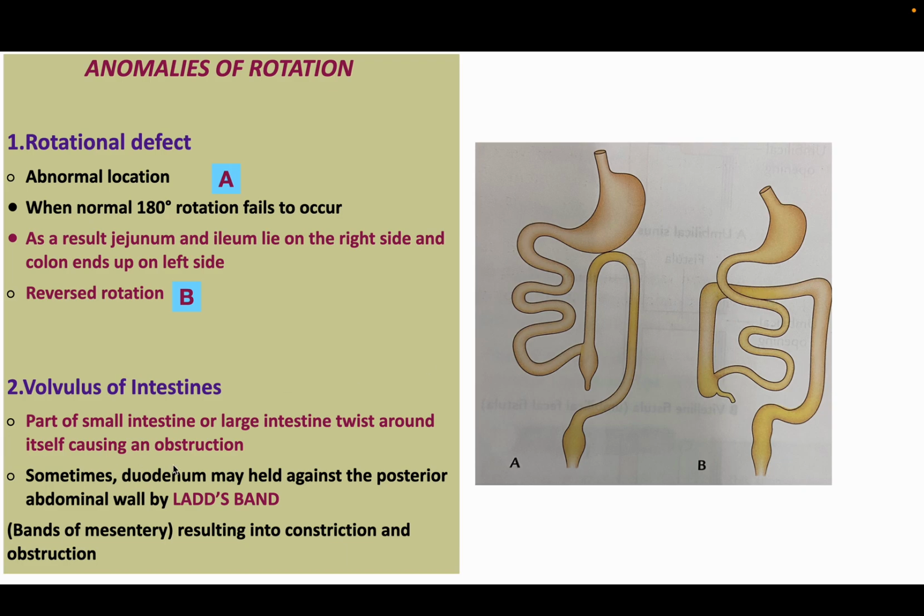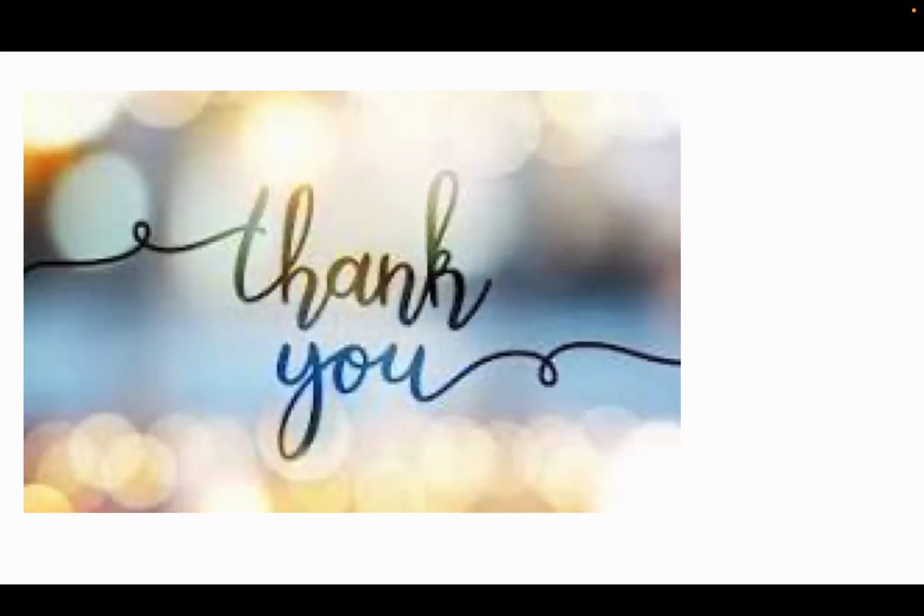Then what is volvulus of the intestine? A part of the small intestine or large intestine twists around itself, causing an obstruction. Sometimes the duodenum may be held against the posterior abdominal wall by Ladd's bands, bands of mesentery, resulting in constriction and obstruction. So volvulus or rotational defects can lead to obstruction of the intestine. So this is all about the rotation of the gut.